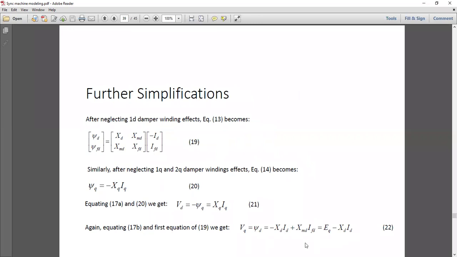So you see, we are getting rid of this term xmd ifd, and we are replacing it with our simplified notation eq. So our final equation of interest is this: vd is xq iq and vq is eq minus xd id. So these two we will carry forward. We'll no longer use this psi q and psi d. We'll be left with vd, iq, and vq, eq, id, these things.